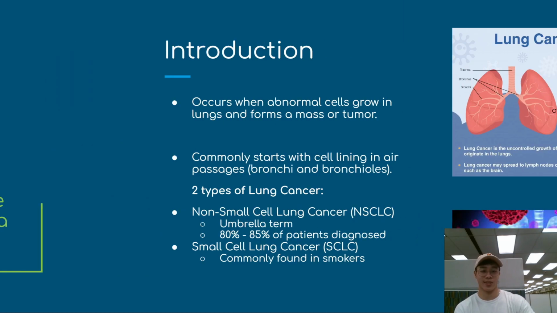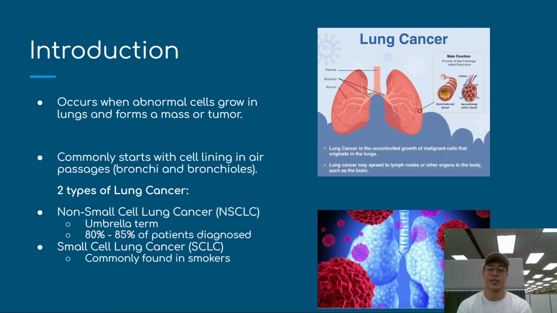Today we're going to be talking about lung cancer. Essentially, cancer is when your cells multiply and divide, and your natural killer cells are unable to keep up. In our case, lung cancer would start in the lungs. These cells generally grow within the cell lining of the lungs, generally the bronchi or the bronchioles.